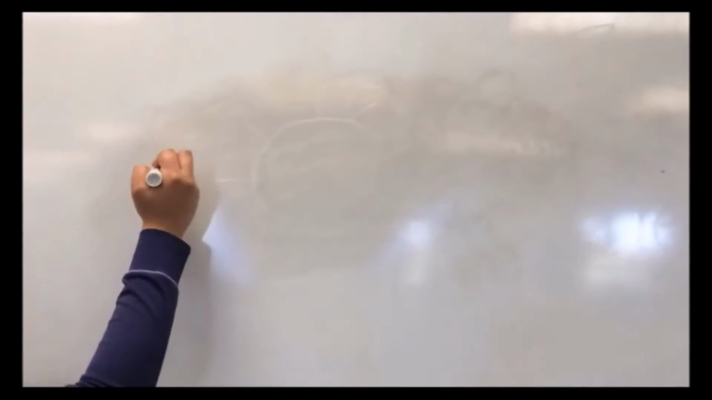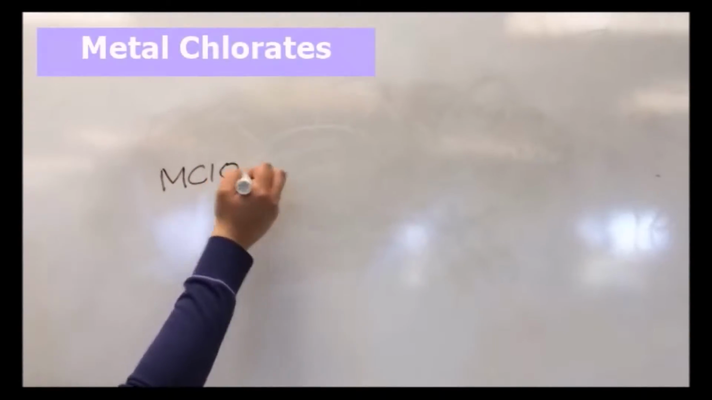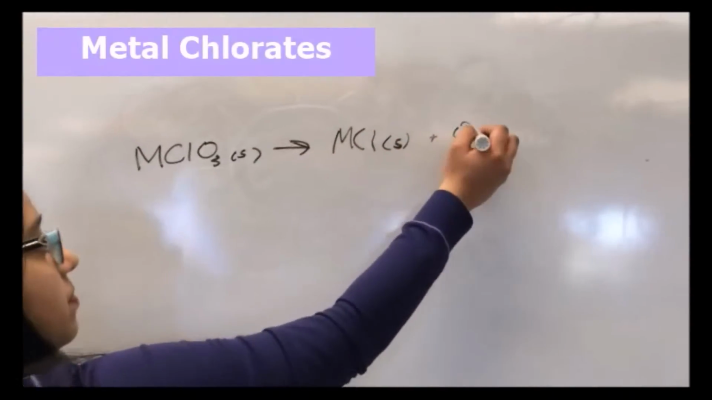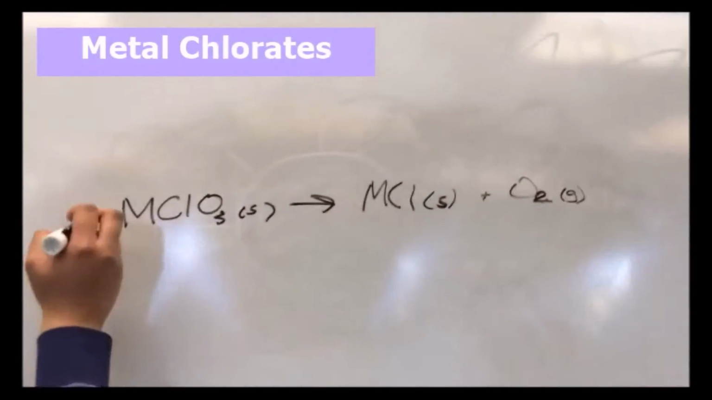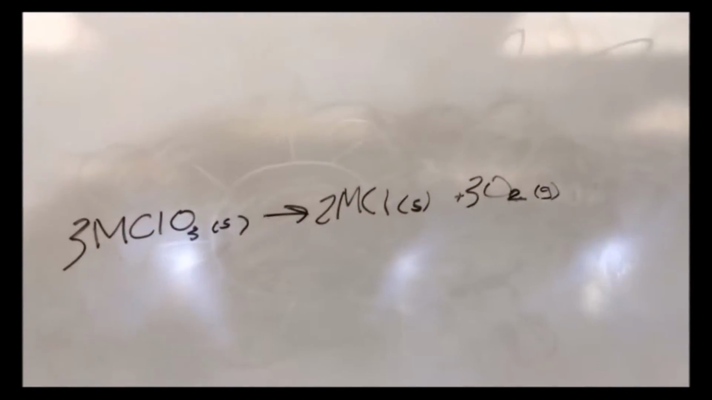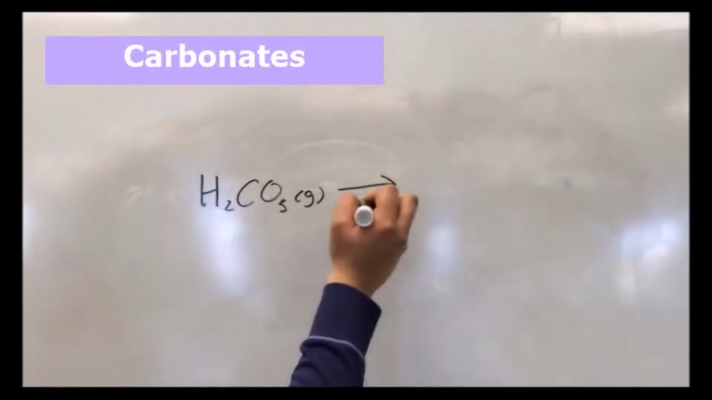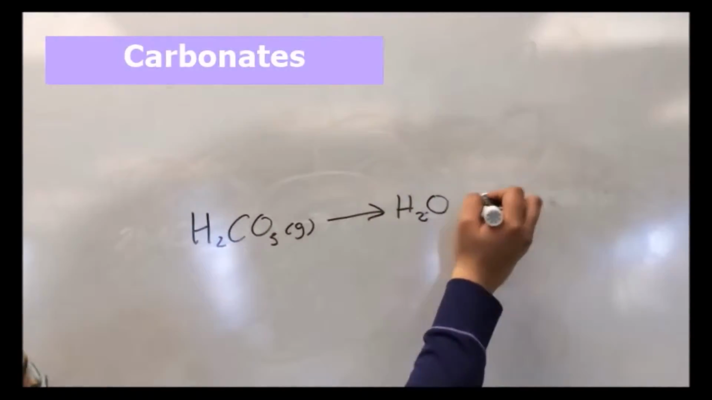Here are some examples. Metal chlorates decompose when heated. A metal chloride and oxygen gas are the products. Carbonates will also decompose when heated, a notable exception being that of carbonic acid. Carbonic acid, or the fizz in sodas, will spontaneously decompose over time into carbon dioxide and water.